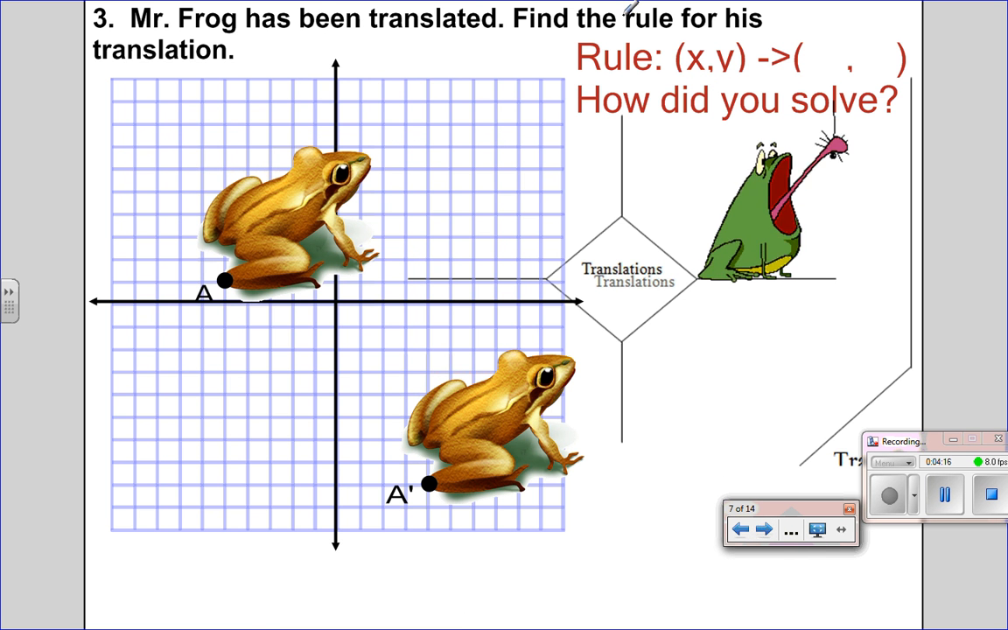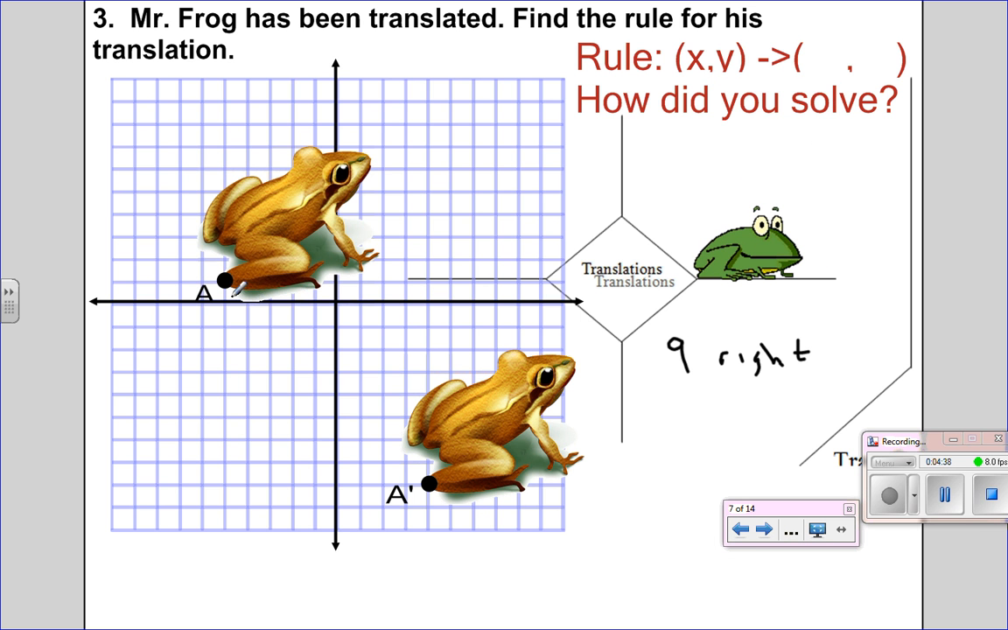All right, so Mr. Frog has been translated from A to A prime. What's the rule? Pause it and think about how you'd find the rule for this translation. All right, let's see here. A needs to go 1, 2, 3, 4, 5, 6, 7, 8, 9 to the right to get to A prime. And it needs to go 1, 2, 3, 4, 5, 6, 7, 8, 9 down to get to A prime. So that means the rule is going to be x plus 9, y minus 9.